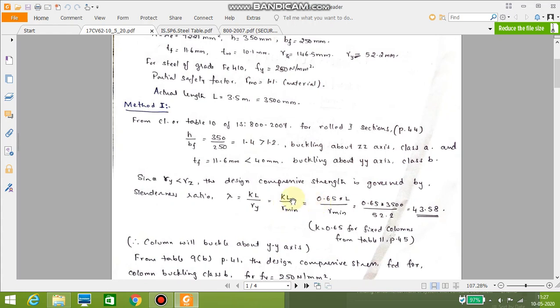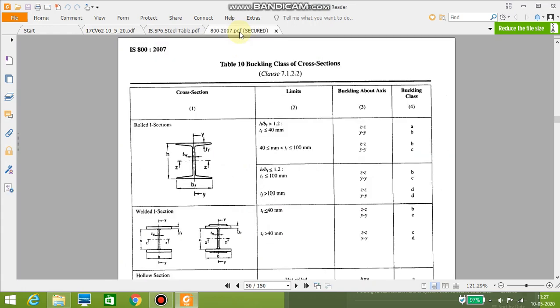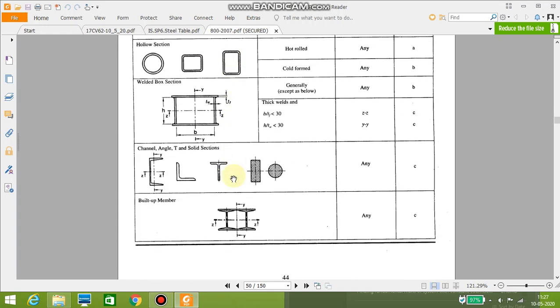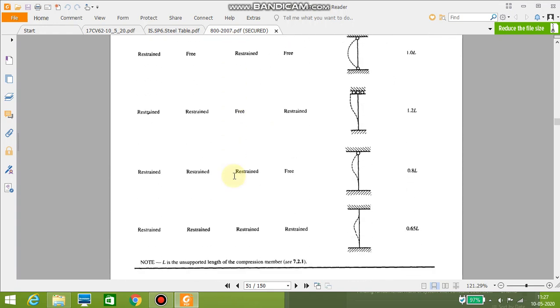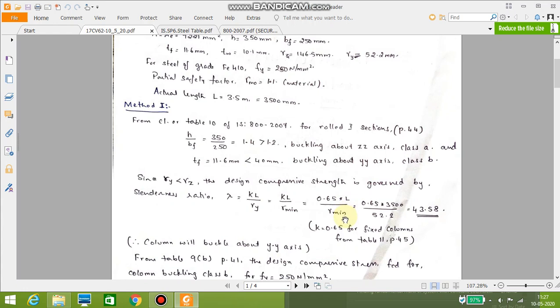KL, how to choose K? KL is nothing but the effective length. It is the case where both ends are fixed. So for both ends fixed, from table number 11 we have the last case, the effective length is given by 0.65. So 0.65 into L divided by R minimum works out to be 43.58.